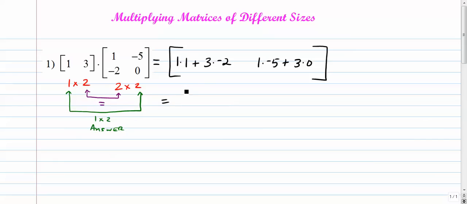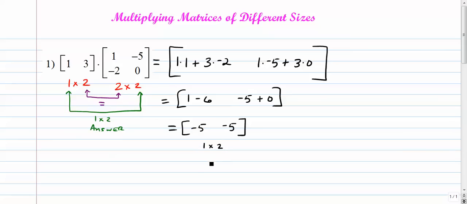And we'll simplify that. 1 minus 6, negative 5 plus 0. So our final product is negative 5, negative 5. And that, of course, is a 1 by 2 matrix, which is what the rules said that we were going to get.